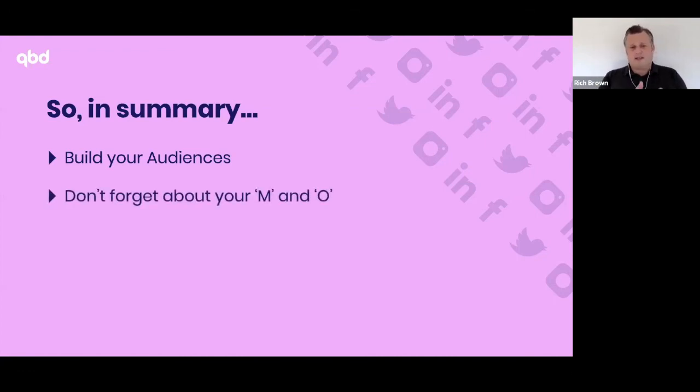As I said, I know we glossed over it a little bit, but it is still very important: don't forget about your M and your O. The message and the offer are still key elements to running an ad, and those are the things you will have to do some A/B testing on. So they are important. Obviously, you can book one-to-ones with us if you want more information about those sorts of things.